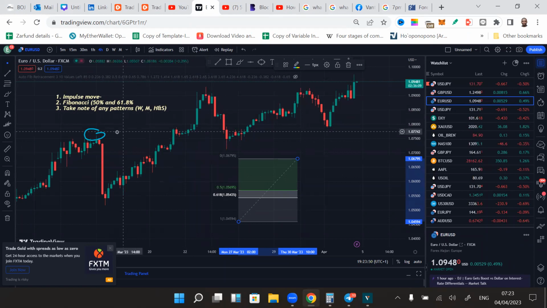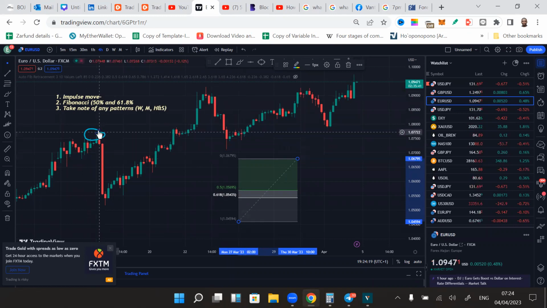Then if it's a sell like this one right now that came down, you will pick your Fibonacci from the top and drag it to the bottom. Let me say that again. If it's an uptrend, if the impulse movement is an uptrend, you will pick your Fibonacci from the bottom and drag it to the top. Okay? That will give you your retracement. We will do it just now, you'll see it.